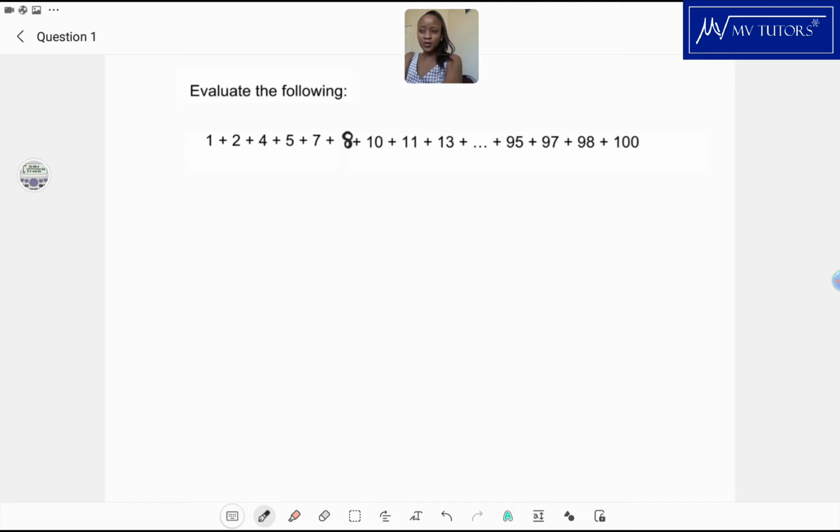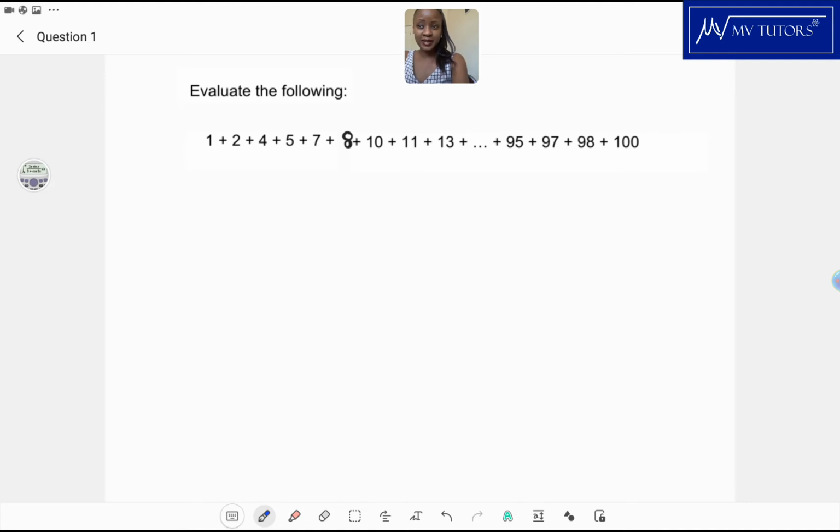So if I look at the first two terms, I can see that there is a difference of 1. And then between 2 and 4, there's a difference of 2. Between 4 and 5, there's a difference of 1. And between 5 and 7, a difference of 2. So basically, that's 1, that's 2, that's another 1, that's 2, and so forth and so on. So here we can see clearly that we neither have a geometric series or an arithmetic series.